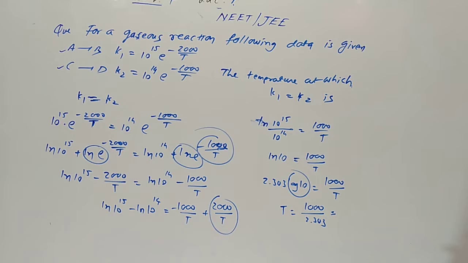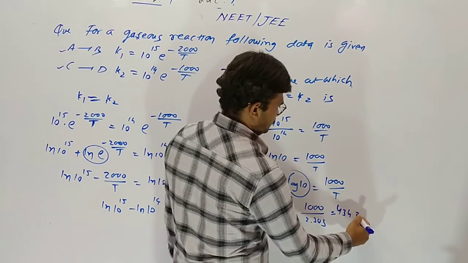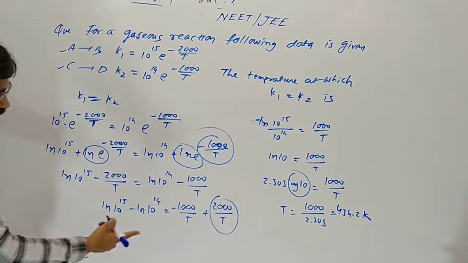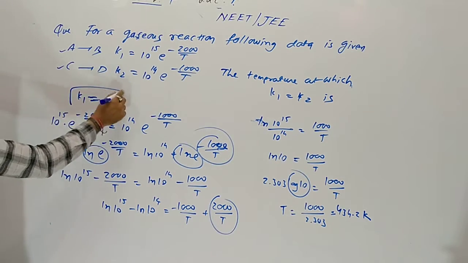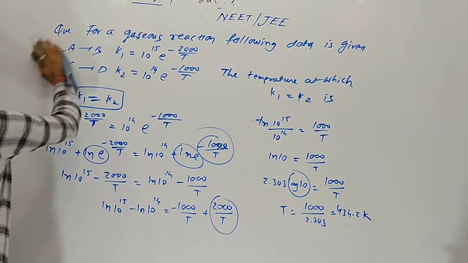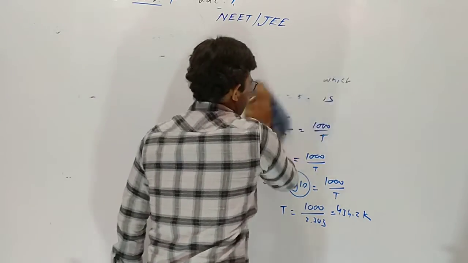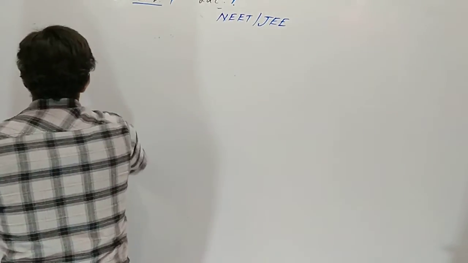In Kelvin, 434.2 Kelvin. 434.2 Kelvin comes. At this temperature K1 equal to K2. This one also simple question. Now we are in our next question. All the type of questions we are discussing here.